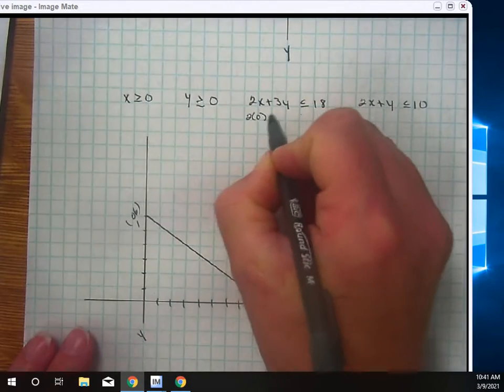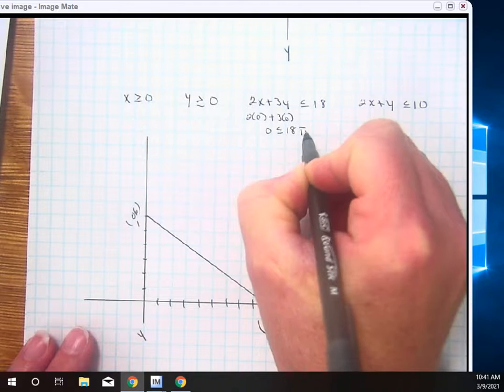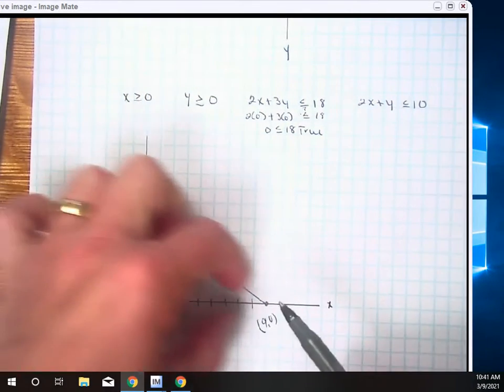2 times 0 plus 3 times 0, 0 is less than or equal to 18. It's a true statement. So now we're looking at just this little triangle I've drawn.